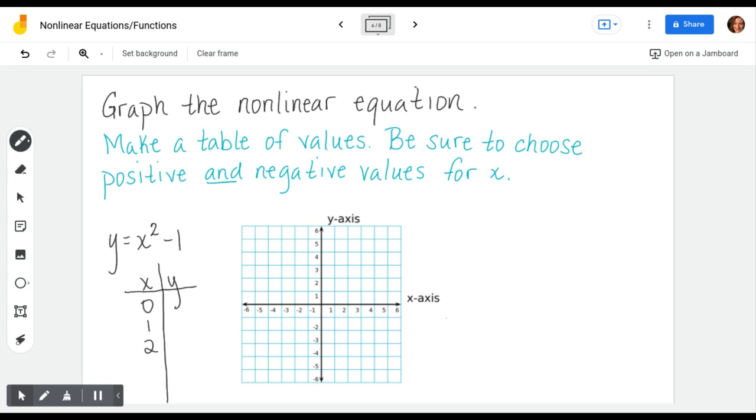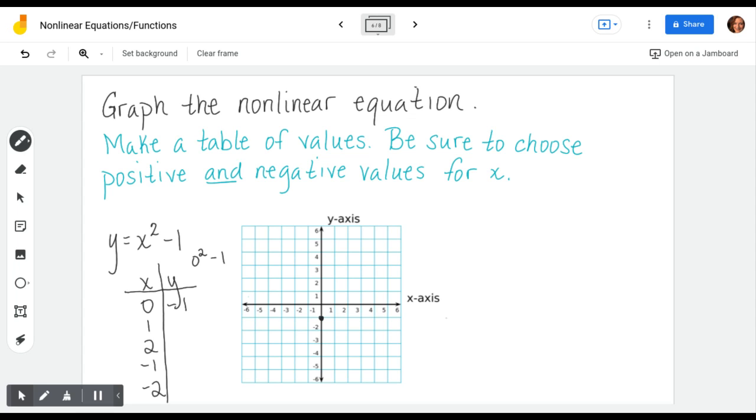If it bugs you that I didn't write them in order from smallest to biggest, I'm sorry. You're welcome to do it however you want. But all the points are going on this graph anyway, so it doesn't really matter what order you put them in. If I put in a 0, I would take 0 squared minus 1, I get -1. So I have a point at 0, -1.